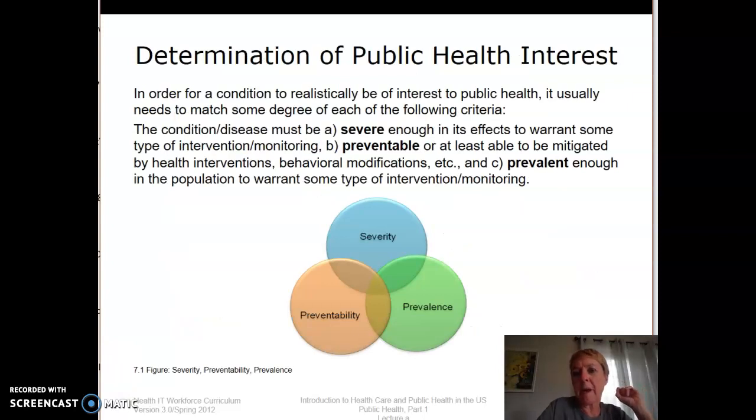To determine the public health interests, the condition that they're reviewing must be severe enough that its effects warrant some type of intervention and monitoring. It hopefully is preventable, or at least can be mitigated to reduce the damage through interventions. And it's got to be prevalent enough in the population to warrant some type of intervention and monitoring.